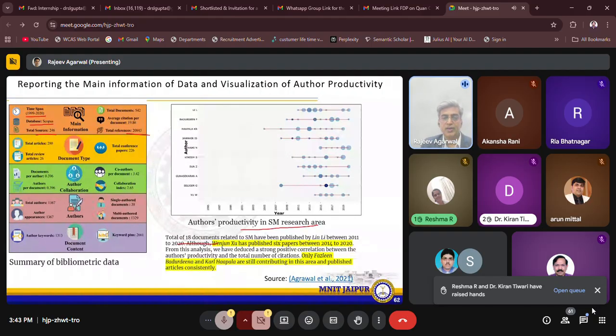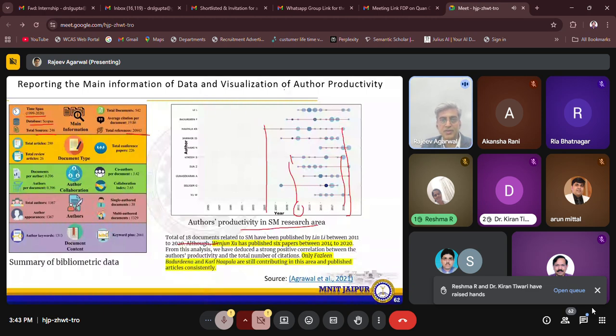So total 18 documents related to sustainable manufacturing between 2011 and 2020. Just see, this is the 11. So I can see this is the 11 and this is the 19. This is 2005 to 2000. So suppose these articles are still contributing to this area.